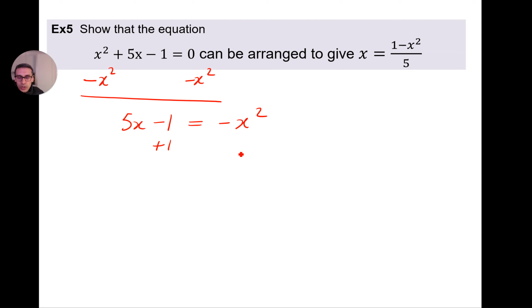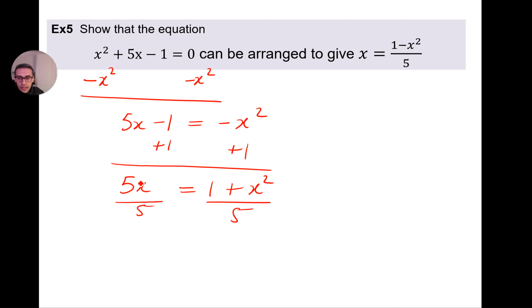I'm then going to add 1 to both sides. And I can see the 1 is put in front in the example we have, so I'm going to put that in front of the x squared. So this becomes 5x equals 1 plus x squared, and then I'm going to divide both sides by 5. And there we've got our answer. So x equals 1 plus x squared all over 5. And there's your answer.